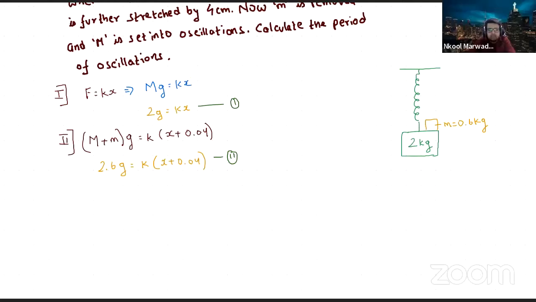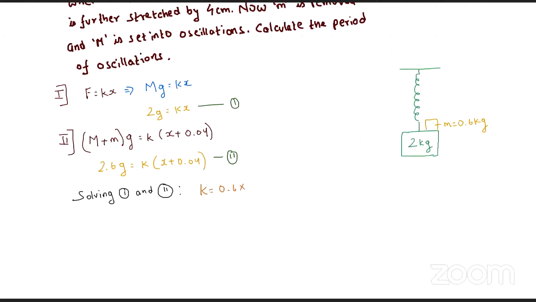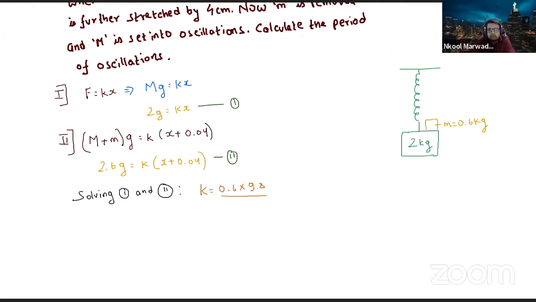Here I can say that solving 1, because instead of kx I can add 2g, or instead of x I can add 2g by k and I can get the k. So ultimately after solving this we will get k is equal to 0.6 into 9.8 upon 0.04. That will be 14.7 Newton per meter. So this is clear to us.